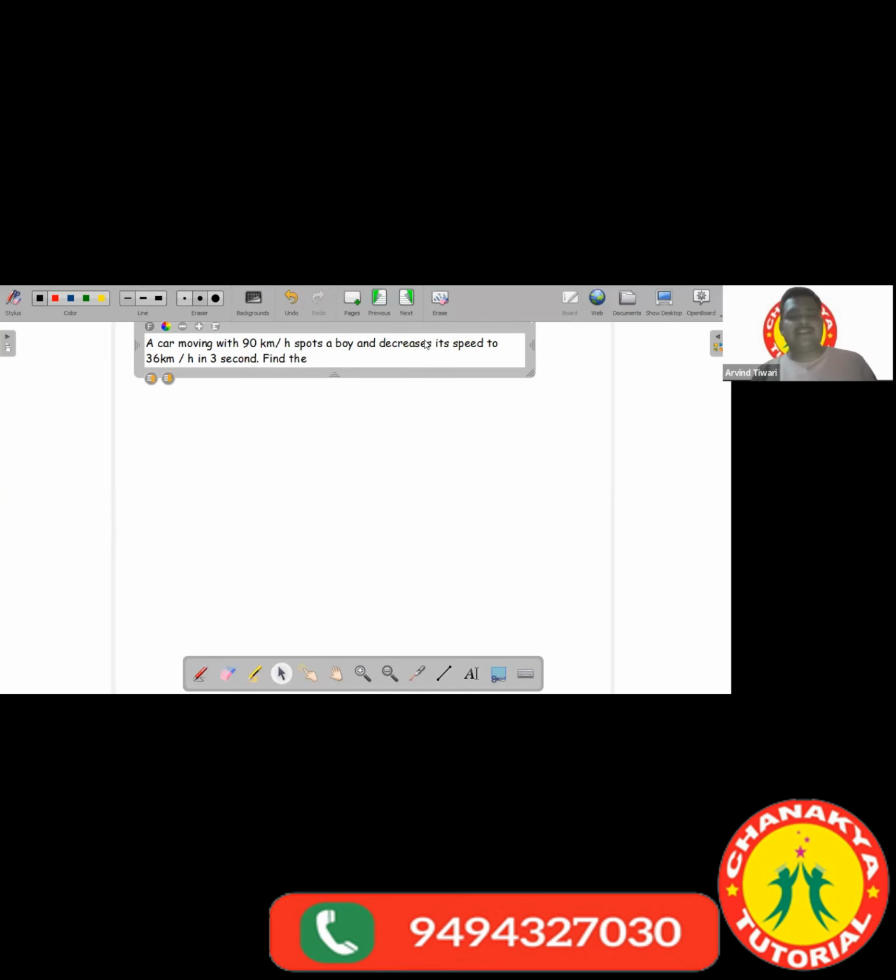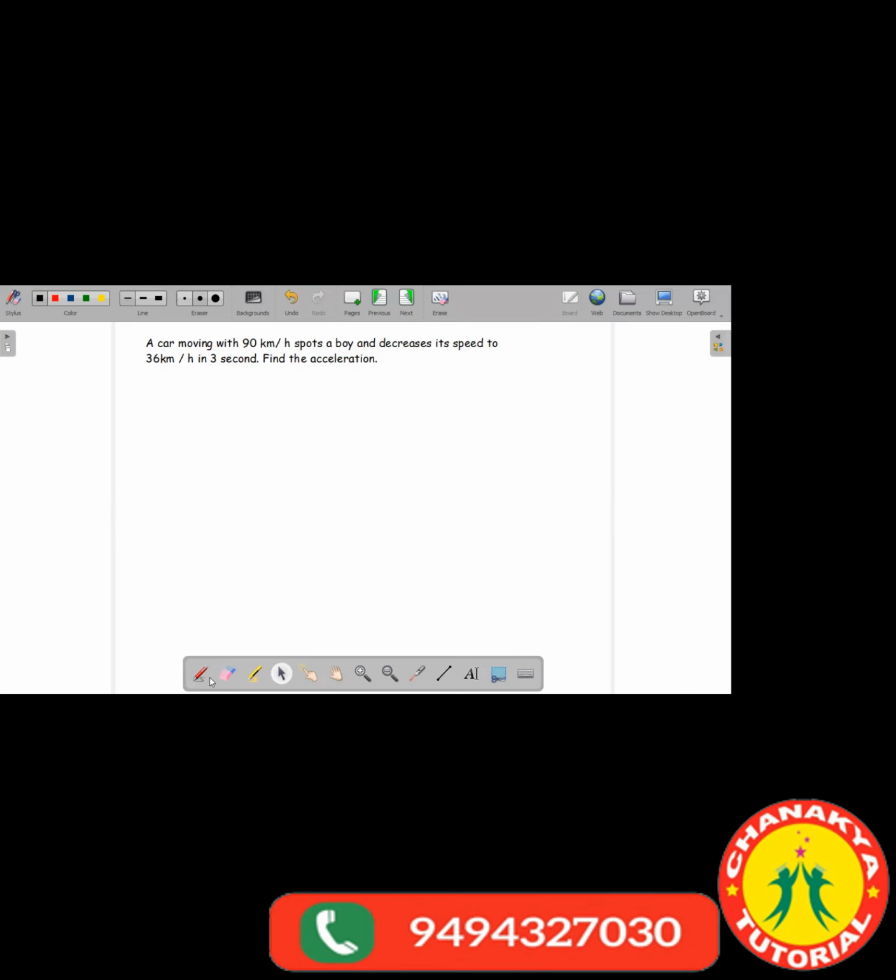You need to convert to SI units. So what is the initial velocity? Yes, 90 km per hour. So you'll write u equal to 90 km per hour. Then what is 36 km per hour? Final velocity v, which is 36 km per hour. And time is taken as 3 seconds.